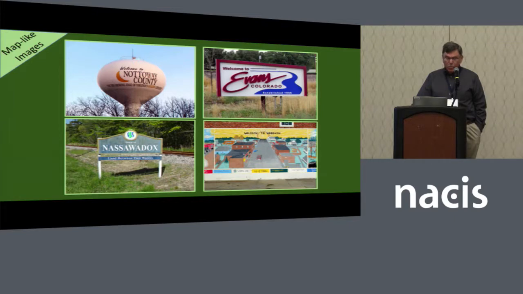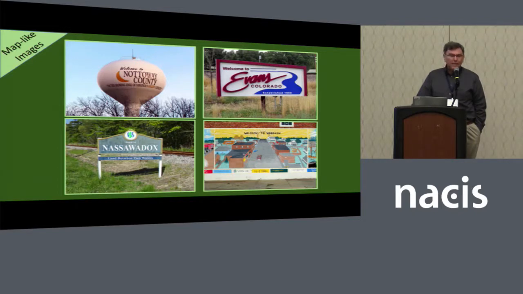Anyway, Nassawadox is in Virginia. You can see an iconic map there. It's the land between the waters. That's what it means, land between the waters. And it has an idealized version of the Eastern Shore that you saw in Jonathan's presentation, the Eastern Shore of Virginia.